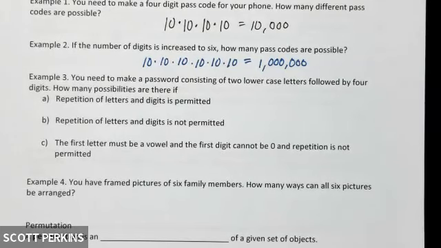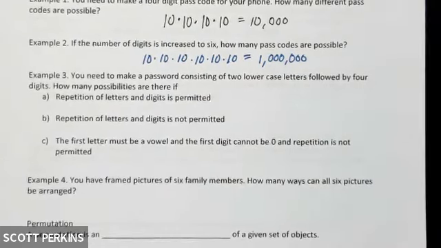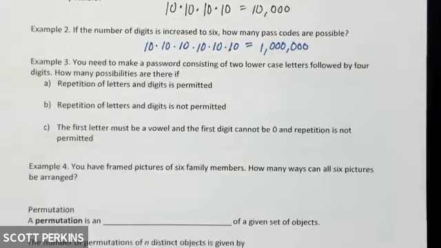Continuing with the counting principle, we saw in those 2 examples that there were no constraints, we could pick any digit. But what happens if there are constraints on something?